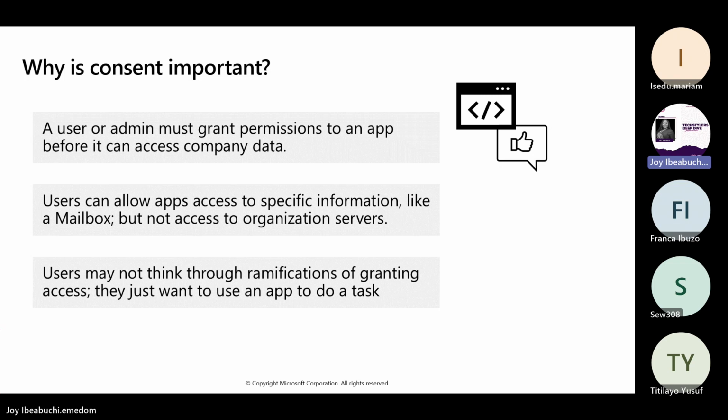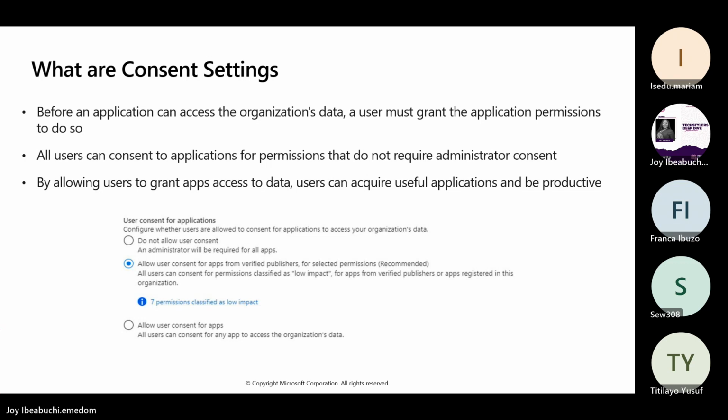Before an application can access your data, a user must grant the application permission to do so. So it's the same thing when you are publishing enterprise applications. You must understand what type of data is involved so that you can tell users what kind of permissions they need to grant. So it's very important to implement consent settings when you are publishing an application. So this is a typical one you will see here, how Microsoft does its own, allow user consent from apps, verify publishers, blah, blah, blah. And you just click yes, yes, yes, without paying attention.